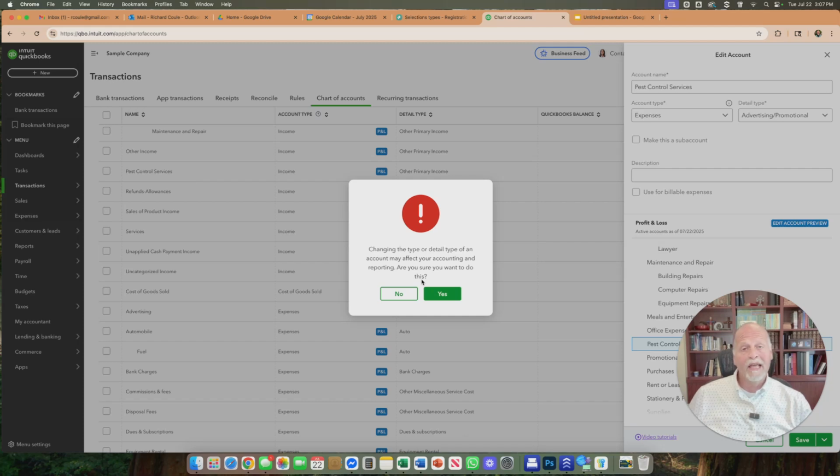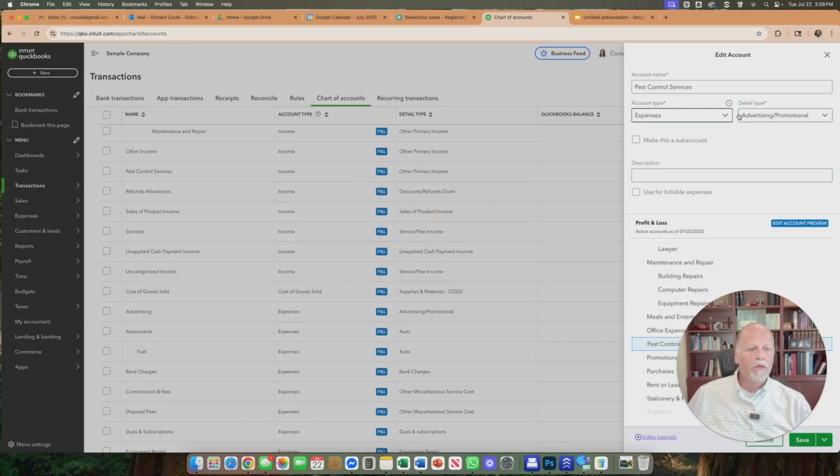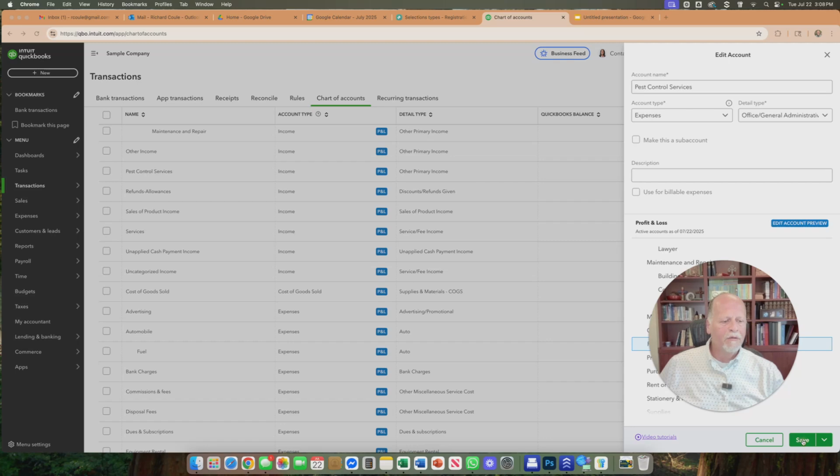What's it saying? Well, it's saying that if you take this away from an income category and put it down as an expense category, it's going to change where this category shows up on your chart of accounts. So I'm just going to go ahead and say yes. And now QuickBooks is going to ask me this detail type. What kind of expense is this? Is this advertising, automobile, bank charges? Most of the time in a situation like this, we're just going to call it office or general administrative expenses. Let's say it's pest control that we needed to have done for our offices. And then when we click save, then we can see here that it's going to show up in a different place.